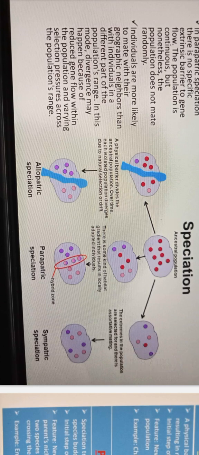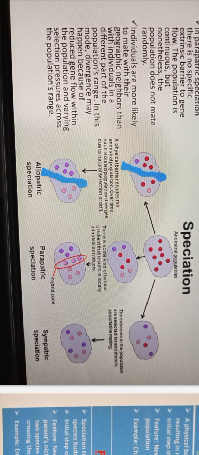A physical barrier divides the ancestral population over time. Each isolated population diverges due to natural selection or drift. There is some kind of habitat gradient that results in locally adapted individuals. The extremes in the population are selected for and there is associative mating. Associative, allopatric speciation, parapatric. Ancestral population.